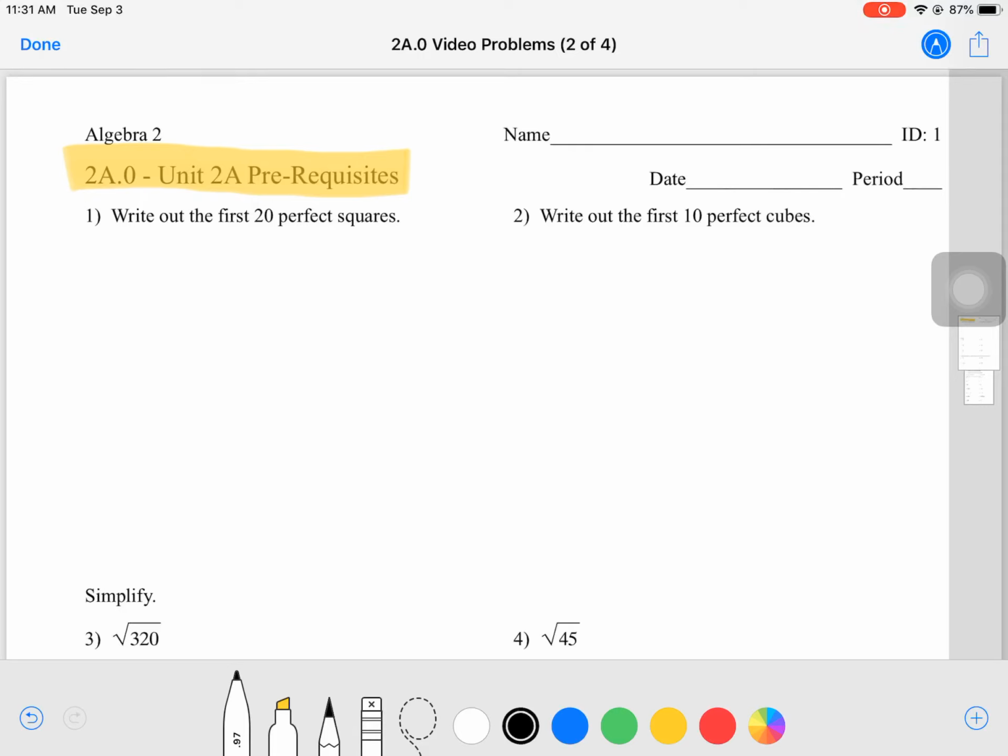For 1 and 2, we're writing out our perfect squares and our perfect cubes. So what I would tell you to do is write out 1 squared, 2 squared, and so on, the squares all the way until you get to 20 squared. Write out those numbers. And for the cubes, you're going to do the same thing, but 1 cubed, 2 cubed, and so on, all the way to 10. The reason you're only going to 10 on your cubes is those numbers get way bigger, way faster. But all of these numbers are going to be important.